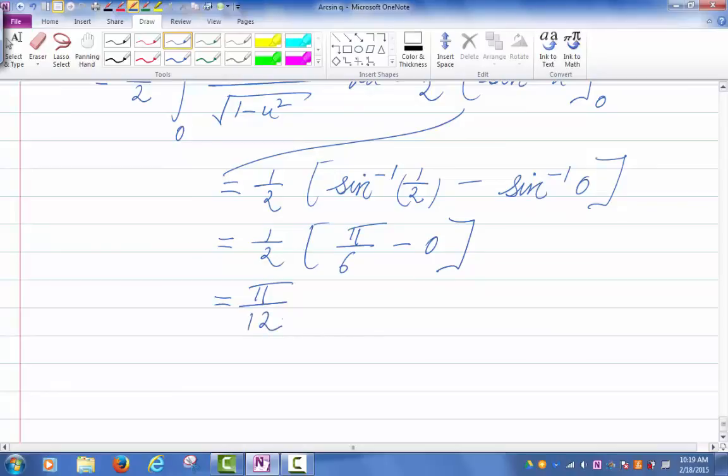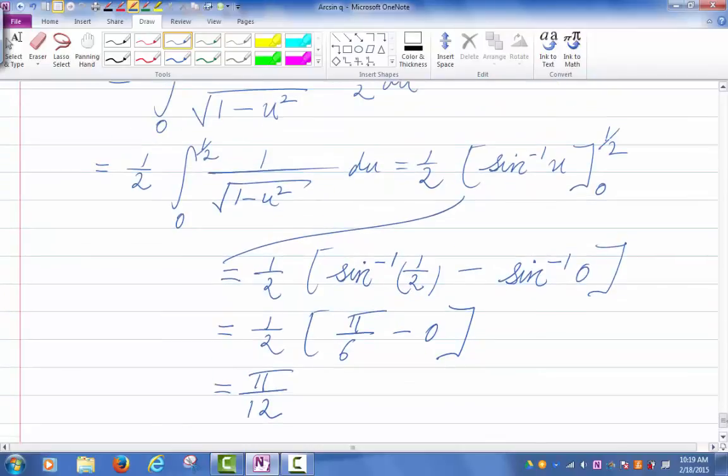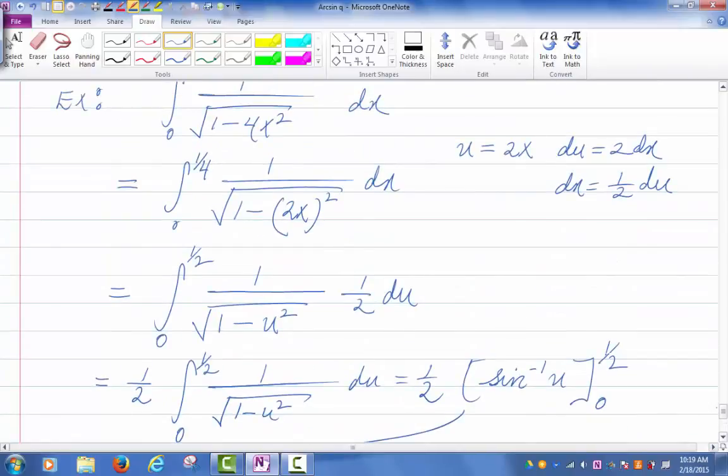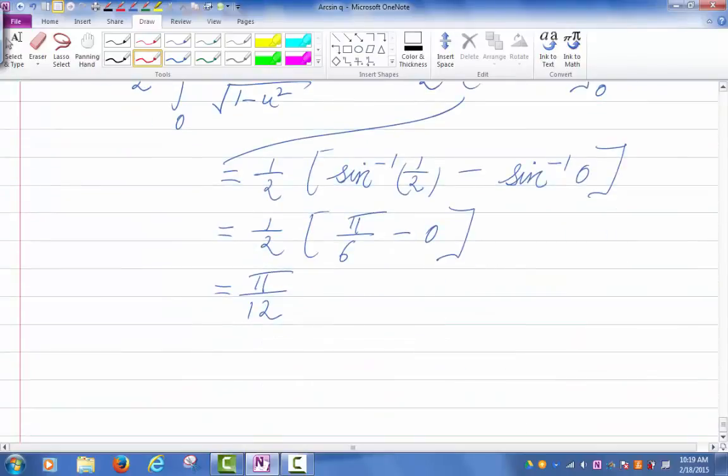Did everyone see that? You guys are okay with that? Which half did you say? From 0 to 1/2. Where do we plug in 1/4? Oh, so remember we picked u to be this, right? So these are the limits of integration for x. So when x is 0, you get u to be 0. When x is 1/4, you get u to be 2 times a fourth, which is half. Yep.